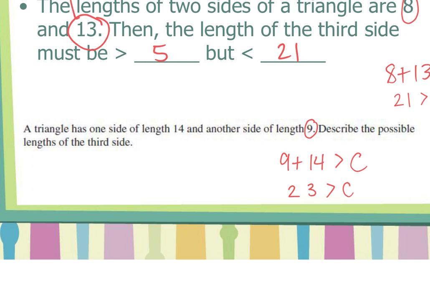Now, spin it and say, okay, now 14 is my biggest side. If 14 is your biggest side, then 9 plus the other small side needs to be bigger than 14. So now we just subtract 9 from both sides, and we get that C needs to be bigger than 5. So C needs to lie somewhere between what two values? So 5 needs to be smaller than C, and C needs to be smaller than 23. So you basically just add and subtract.